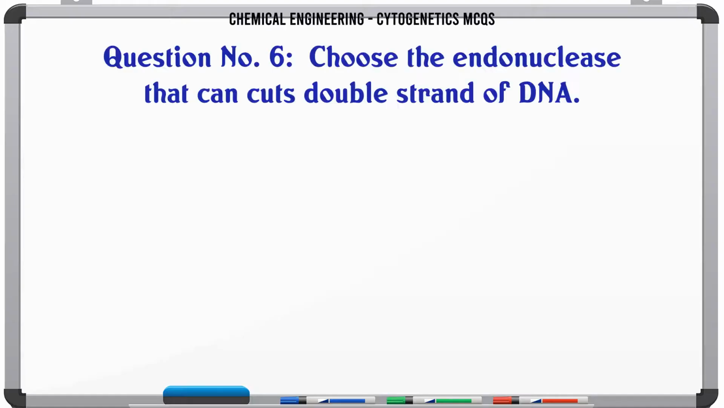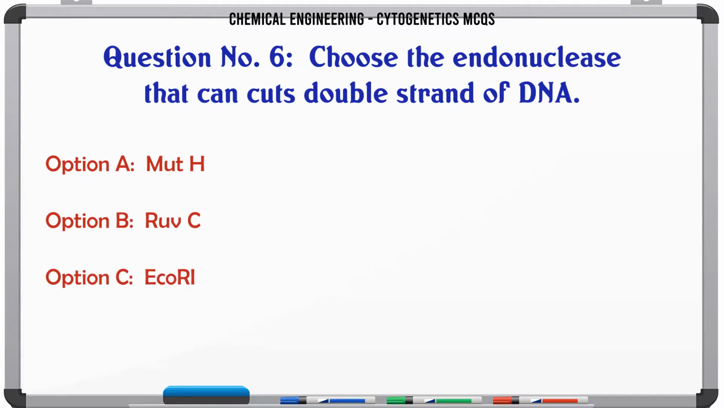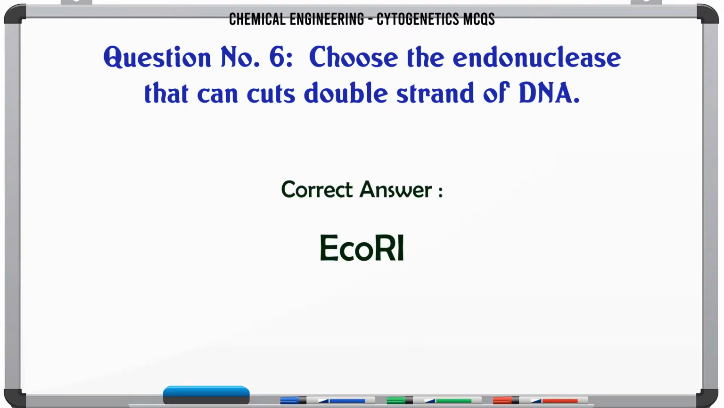Choose the endonuclease that can cut double strand of DNA. A) MutH, B) RuvC, C) EcoRI, D) S1. The correct answer is EcoRI.